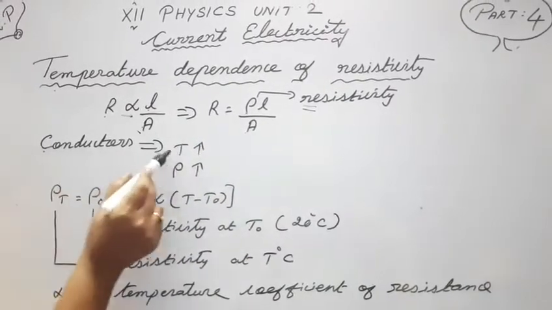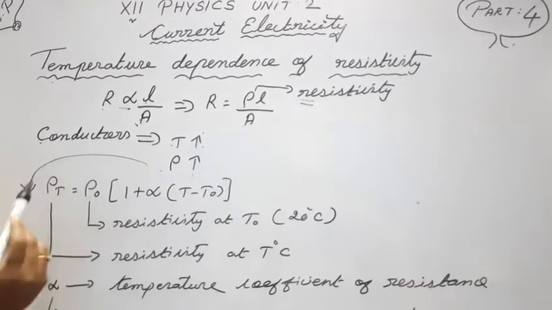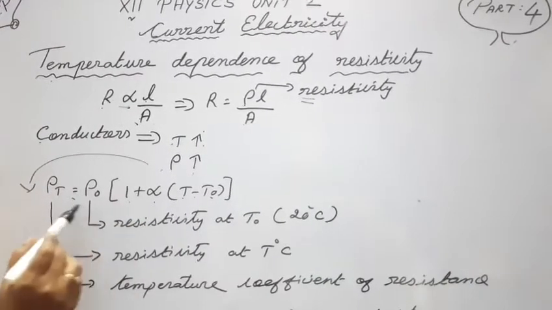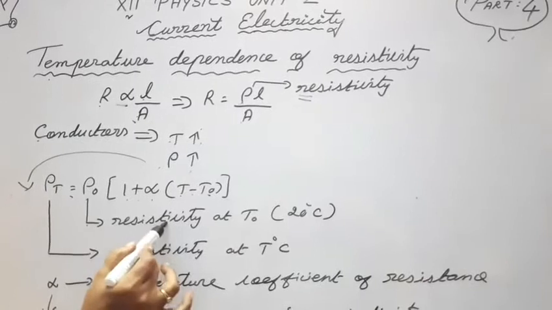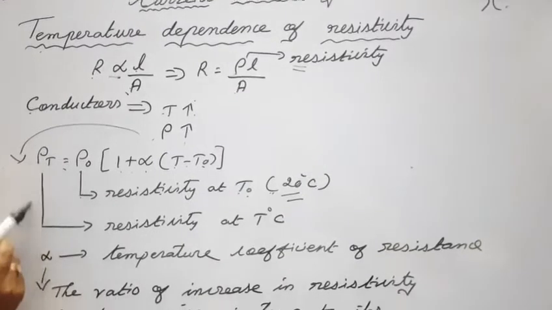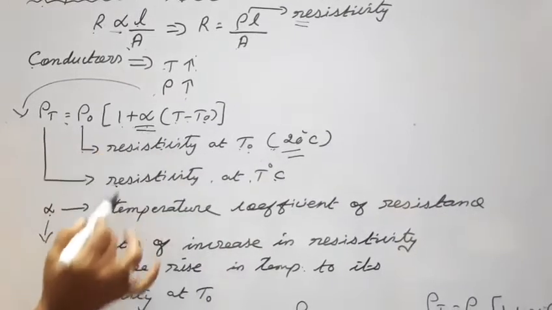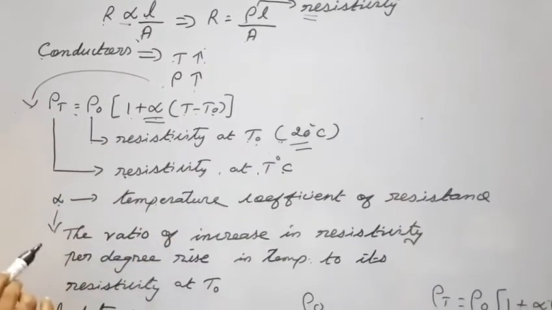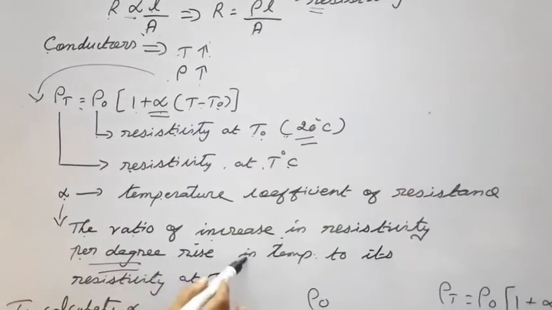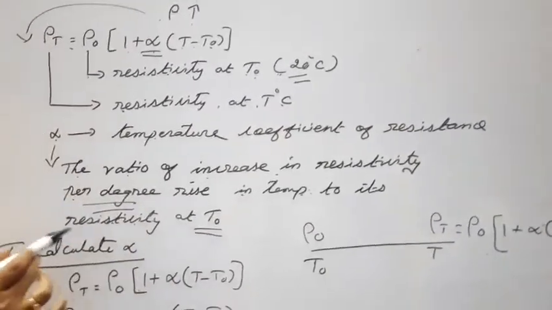In a conductor, as the temperature increases, the resistivity increases, which is related by the equation rho T equals rho naught into 1 plus alpha into T minus T naught. Here rho naught is known as the resistivity at T naught, that is maybe 20 degrees centigrade, and rho T means the resistivity at temperature T degrees centigrade. Alpha is known as the temperature coefficient of resistivity. It is defined as the ratio of increase in resistivity per degree rise in temperature to its resistivity at T naught. So this is represented like that.